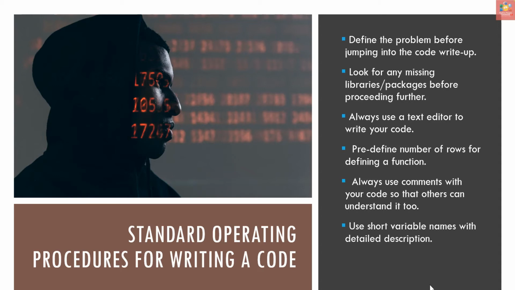If you are writing a function, you must define the number of rows it will take to write your function, and don't forget to write comments with your code so that others can see what you have done. And use short variable names which have long descriptions. Say you are looking for the income of a specific age group, so you must specify it as income age, a short variable name, so that by just inspecting the short variable name you can recall what is actually behind that short name.